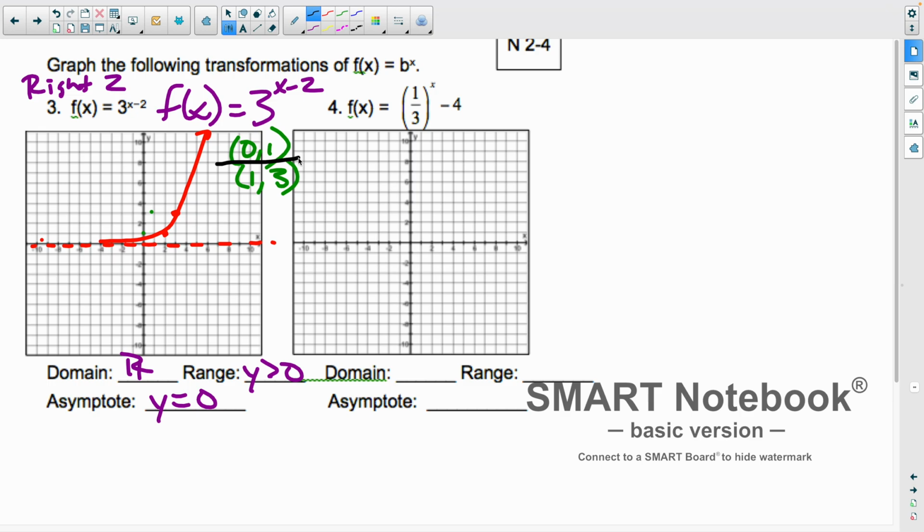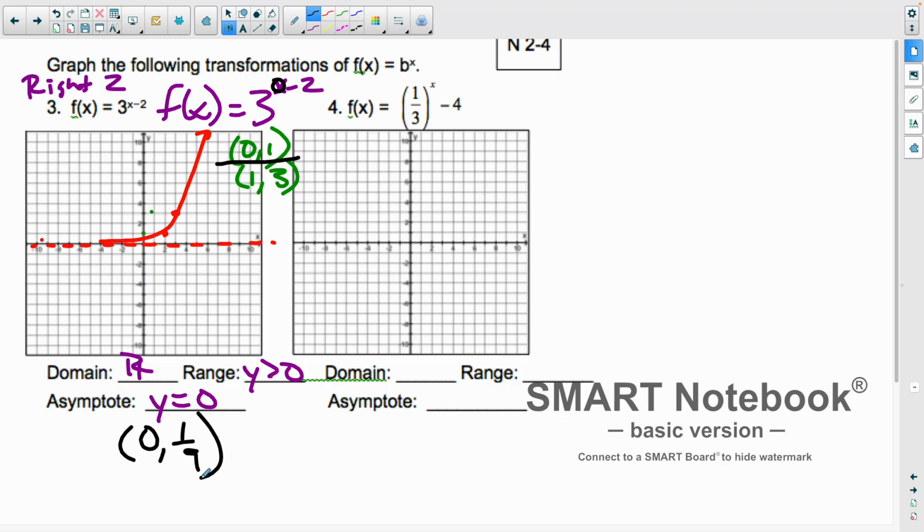How can you find a y-intercept? You just plug in 0. So it's 3 to the negative 2, so 1/9. 3 squared is 9, but it's 9 in the wrong spot. Put it on the bottom. So this right there is 0, 1/9. That would be my y-intercept.